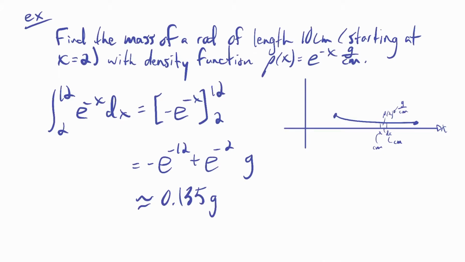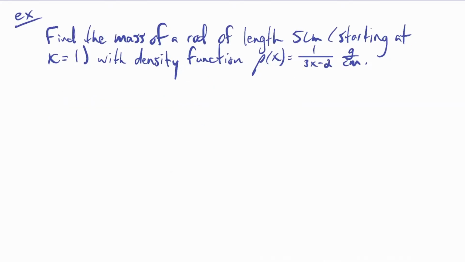Okay, so there's our first example of a variable mass for a linear object. Let's do another example. Let's say we are finding the mass of a rod of length 5 centimeters starting at x equals 1, with the density function rho of x equals 1 over 3x minus 2 grams per centimeter. As before, I'm just going to do an integral from 1 to, pause the video and think about it, from 1 to where? How far are we going? We're going 5 units in length, so we're going to go up to 6, because that would be 5 units from 1.